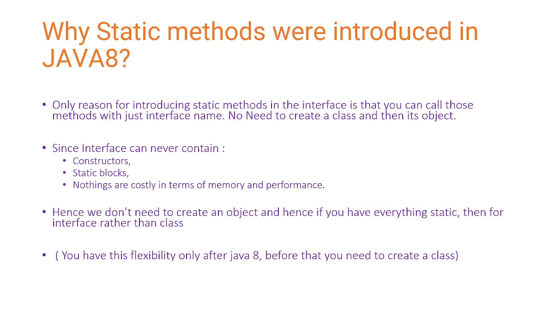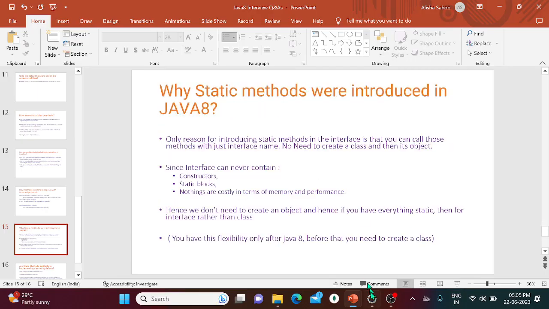Suppose we want to provide a method and just use it, then by using that interface name, any implementer class can use it. Hence we don't need to create an object, and if you have everything static, then go for an interface rather than a class. So this flexibility from Java 8 we are having. Let's see one example here.